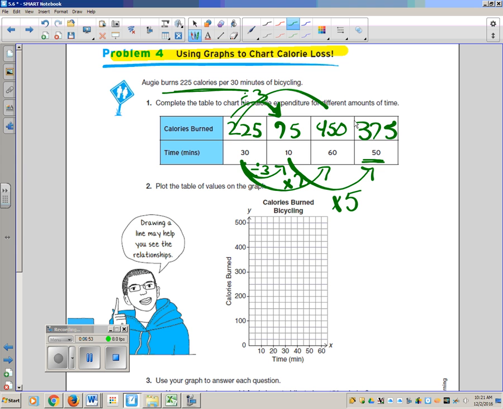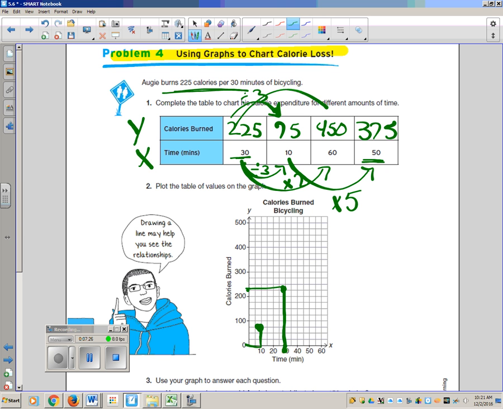Now we get to graph. Look, this is X and this is Y on your graph, so you got to be careful on that. Over 30, here's 30, and I need to find 225. 1, 2, 3, 4. So I'm going by 25s. Take 30 up, do 25 across. Your first one is there. Over 10, up 75.